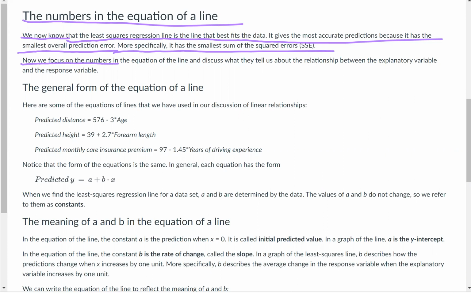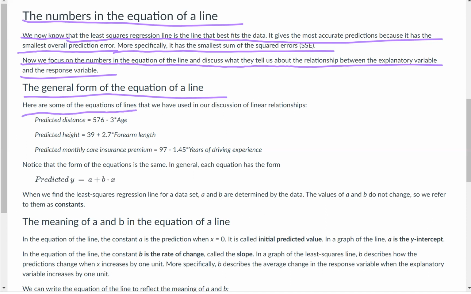Now we focus on the numbers in the equation of the line and discuss what they tell us about the relationship between the explanatory variable and the response variable. The general form of the equation of a line is what we'll look at now. Here are some of the equations of lines that we have used in our discussion of linear relationships.